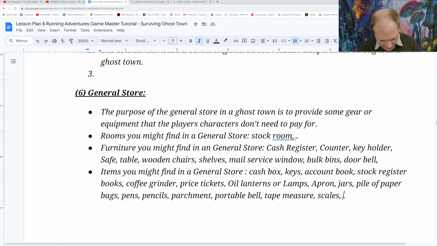Loading dock. There may be a loading dock. There might not. I'm just thinking, if we wind back, we're not dealing with a city, we're dealing with a town. We're dealing with a ghost town. Is that really the sort of thing we would have a loading dock? Barrels and crates would probably be a pretty consistent thing to find, right? So let's go barrels and crates.